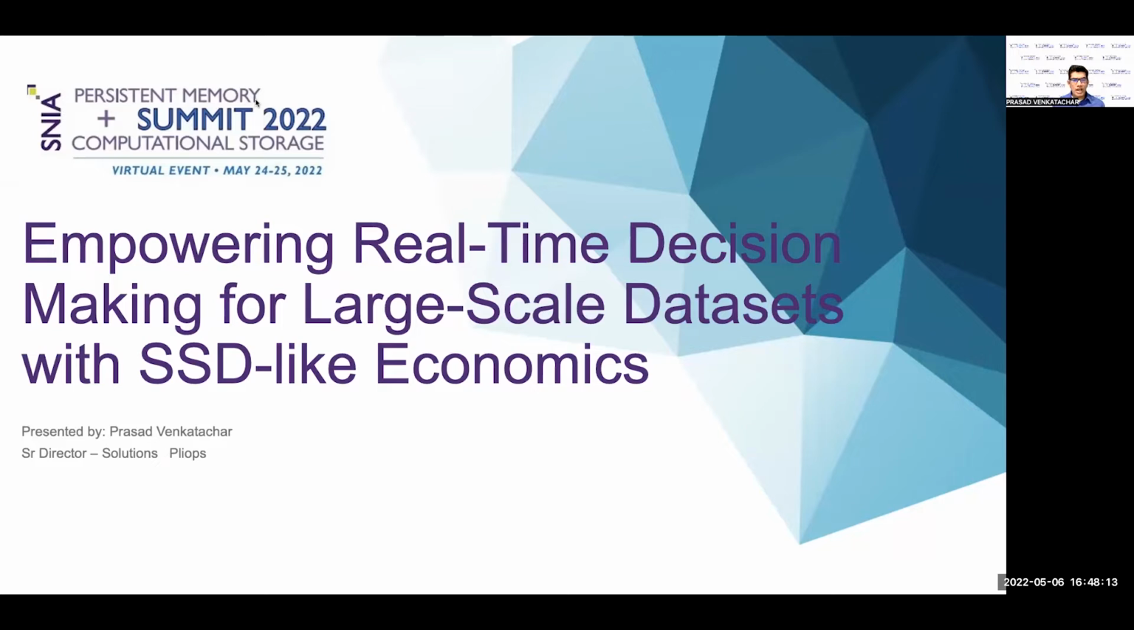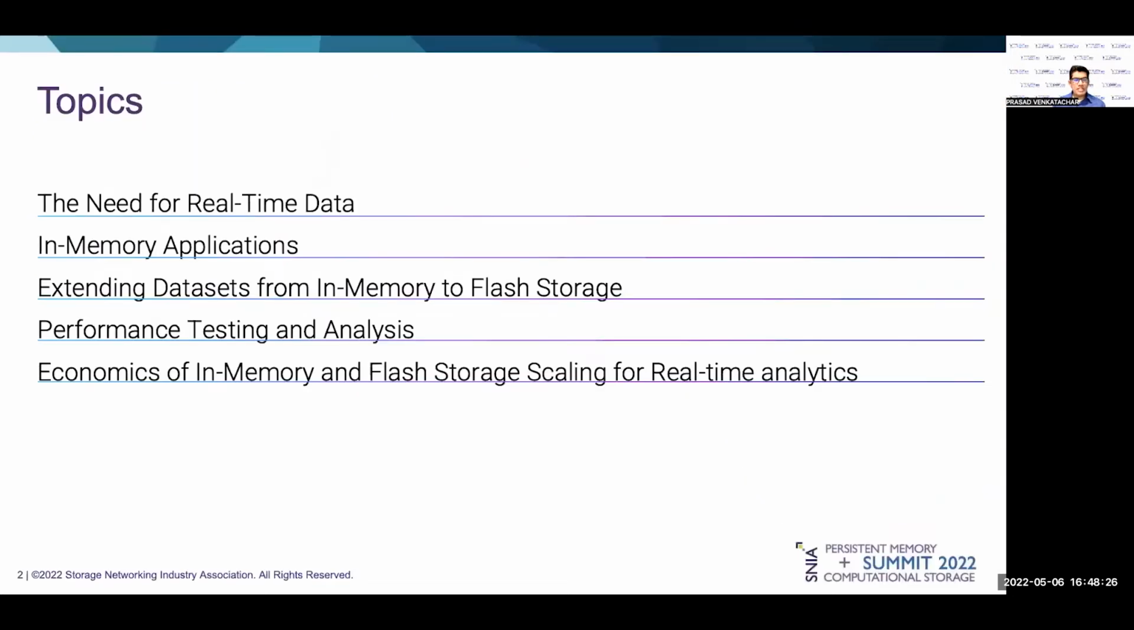In this session, I'm going to be talking through how we empower real-time decision making for large-scale data sets with SSD-like cost economics. The contents of today's presentation include the need for real-time data, the in-memory applications supporting real-time data, how you extend the data sets from in-memory into flash storage, and all the performance testing and analysis we carried out to support that narrative, and the cost economics.